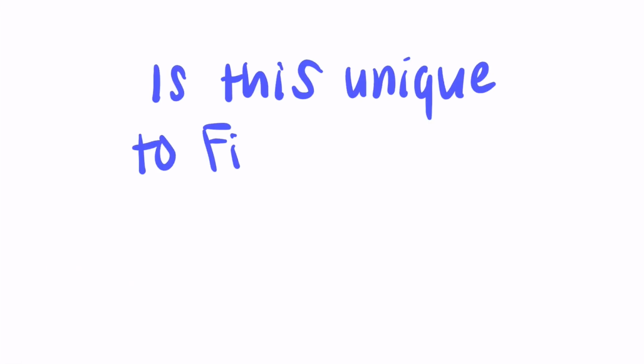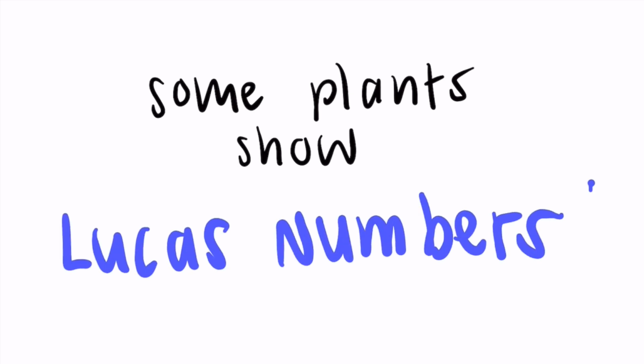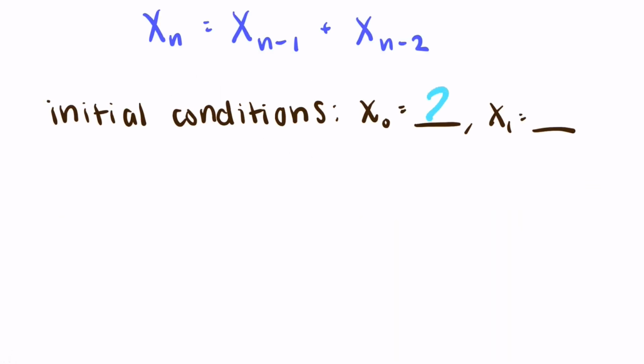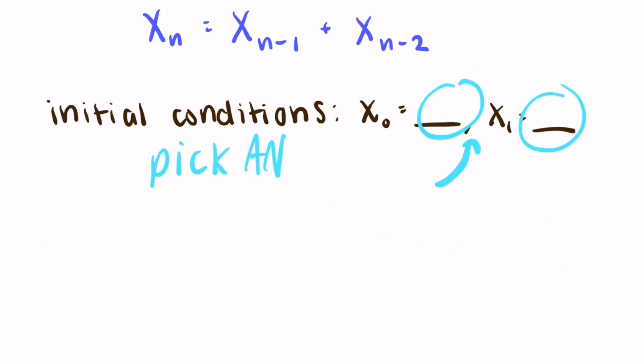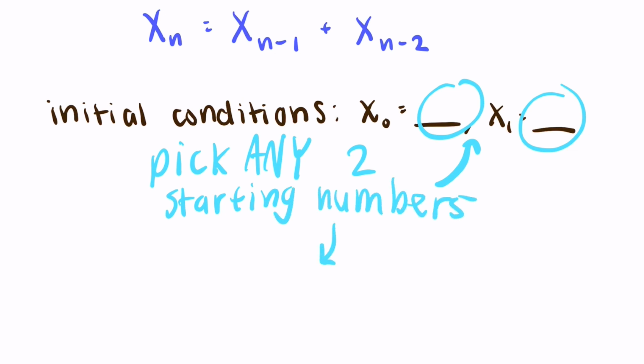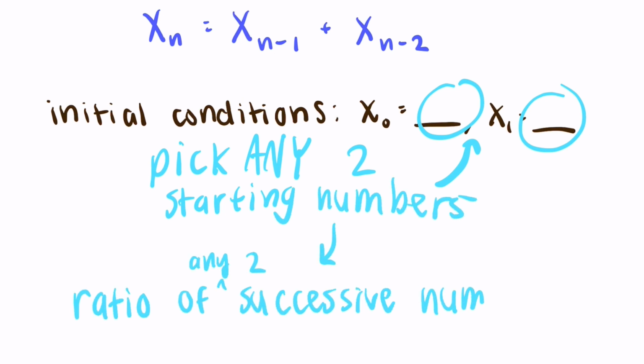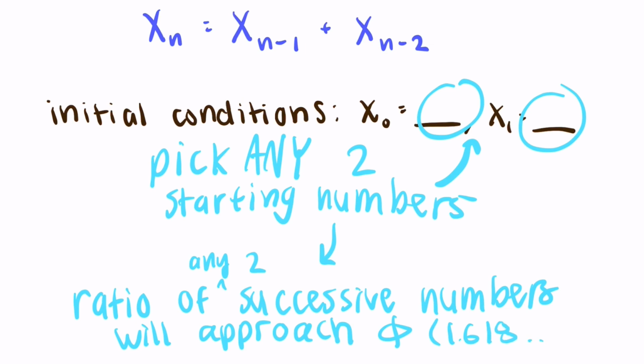Is this property exclusive to Fibonacci numbers? Not really. Some plants show Lucas numbers, where instead of starting with 0 and 1, Lucas numbers start with 2 and 1, and then you keep adding them up. In fact, you can pick any two numbers, and if you keep adding up the last two numbers to create a sequence, the ratio of any two successive numbers will approach phi.